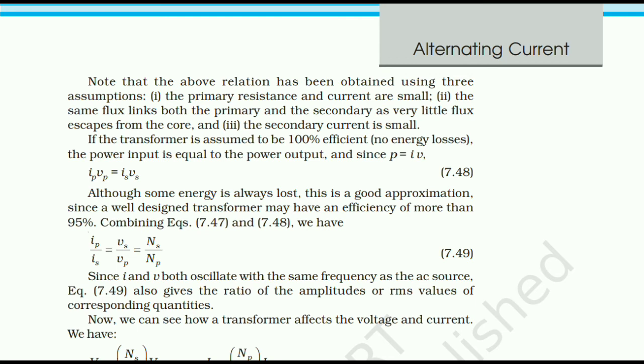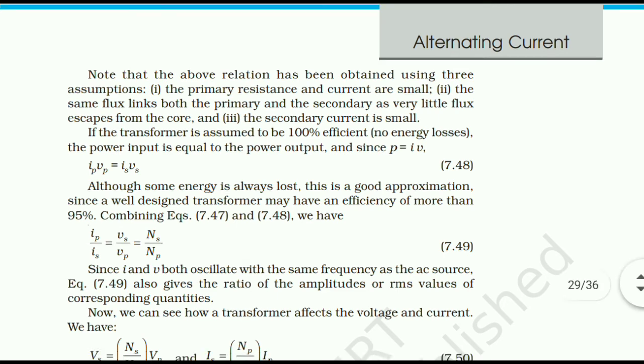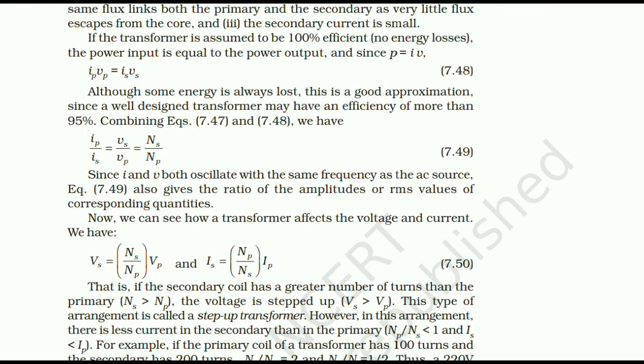If the transformer is assumed to be 100% efficient, that is, no energy losses, the input power is equal to the output power. Since P is equal to IV, IpVp is equal to IsVs. Although some energy is always lost, this is a good approximation since a well-designed transformer may have an efficiency of more than 95%. Combining the equations we have, Ip upon Is equals Vs upon Vp equals Ns upon Np. Since I and V both oscillate with the same frequency as the AC source, the equation also gives the ratio of amplitudes or RMS values of the corresponding quantities.